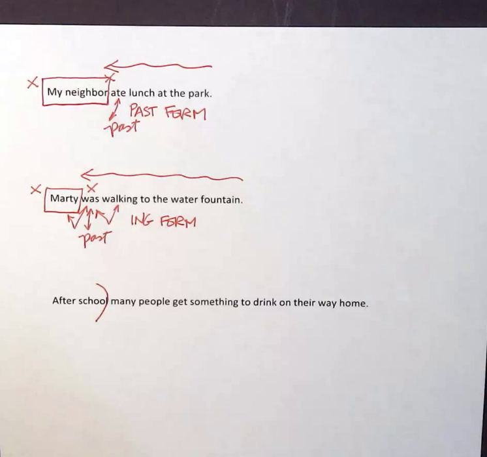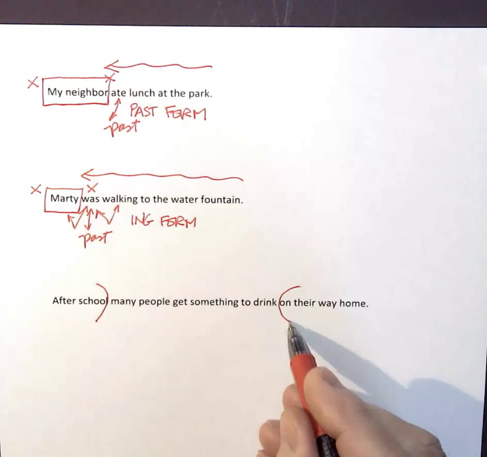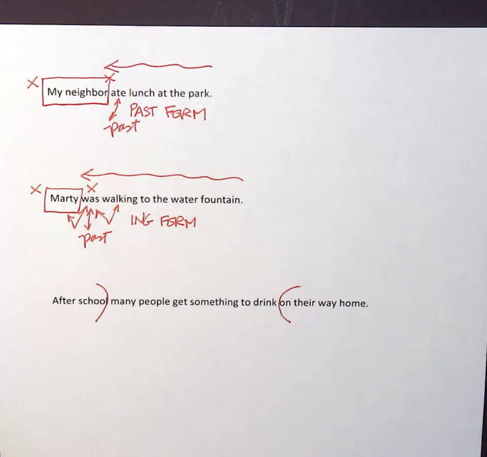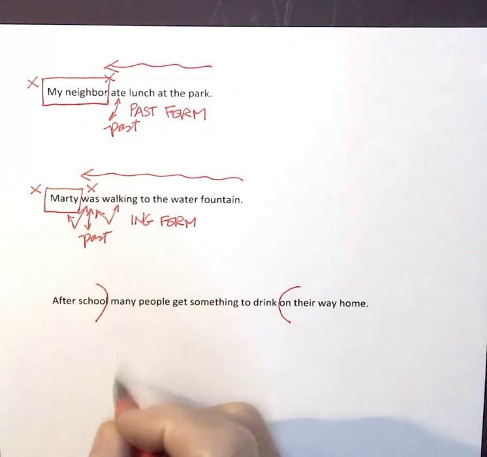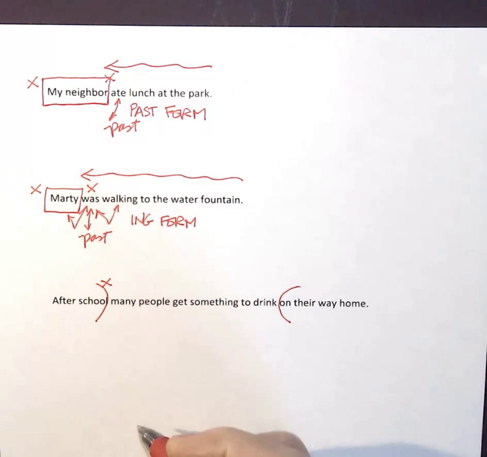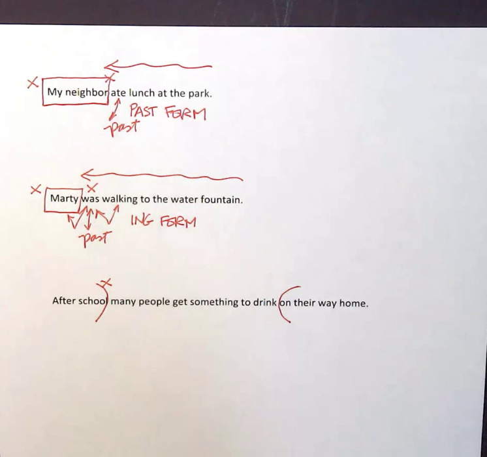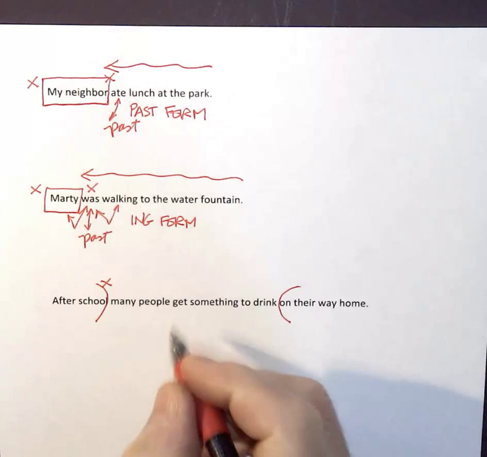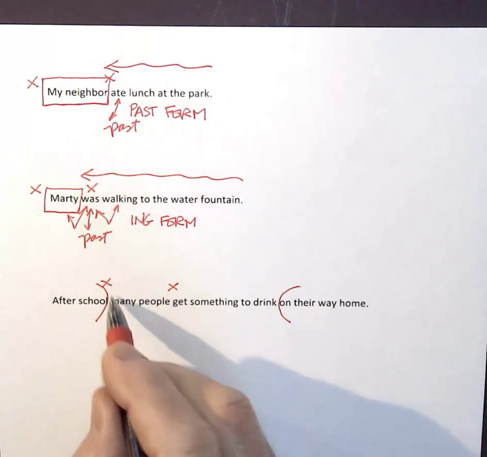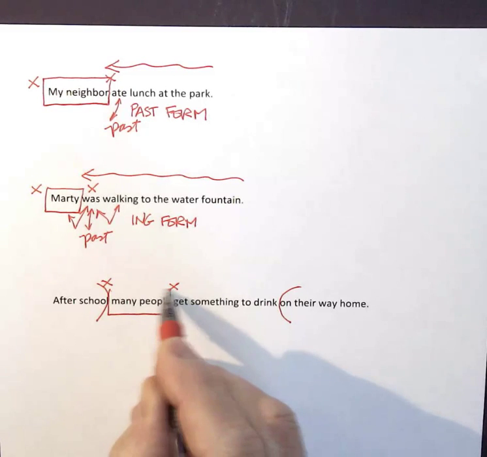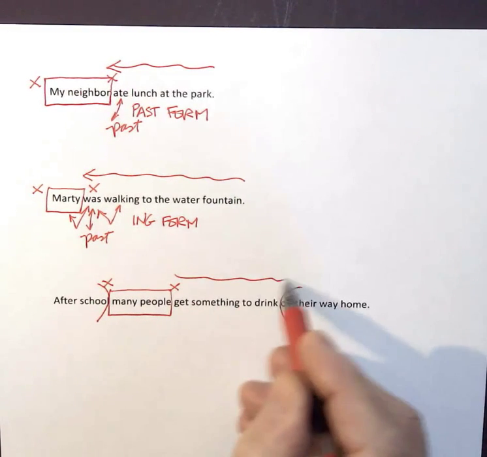After school, many people get something to drink on their way home. After school, on their way home, many people get something to drink. I don't see the X words. I'm going to use do. Did many people get some? Oh, I'm sorry. This is a tough one. I think I'm going to consider this present. Do many people get something to drink? Many people do not get something to drink. And that makes the subject many people. The predicate, something to drink.